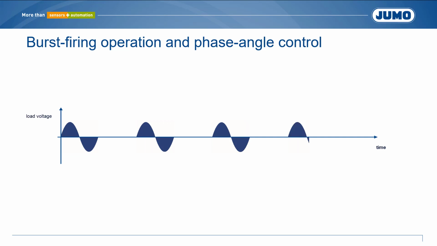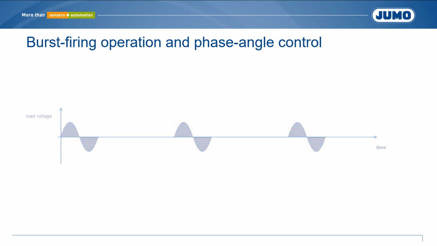If, for example, a temperature controller requires 50% output, only half of the mains voltage full waves are switched to the load. With a required output ratio of 33%, only 1/3 of the mains voltage full waves are switched through. Burst firing operation is to be regarded as relatively unproblematic and should be used whenever possible.